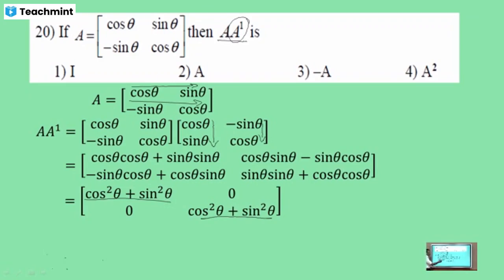As you know, that is one of the identities, and that identity gets replaced by 1. When I replace that by 1, I will get 1 0 0 1. You know that 1 0 0 1 is called the identity matrix, and the identity matrix is represented by the symbol I. Therefore, the solution is the first option.